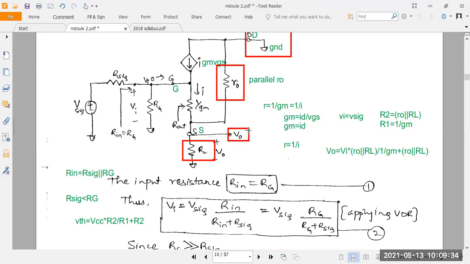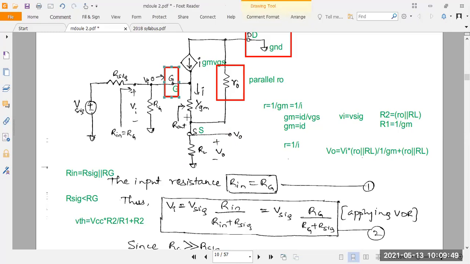Understood? From this circuit, you have to write the overall voltage gain equation. First, you find the total input resistance. Input on the gate, output on the source. So come to the gate. How many resistances are there in total? Two resistances, R signal and RG. R signal and RG give the total input resistance.